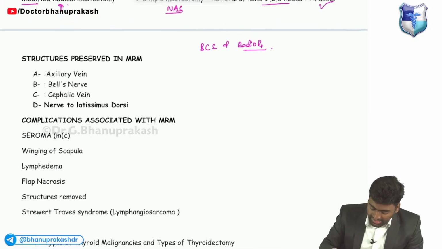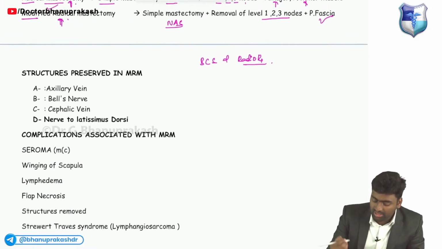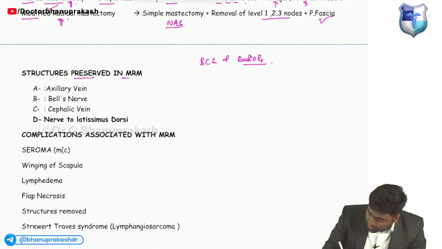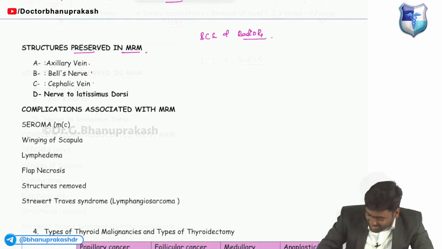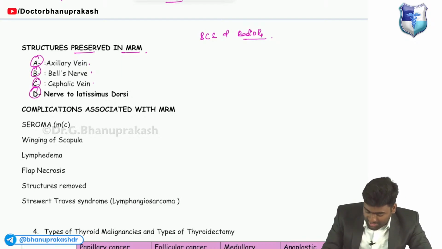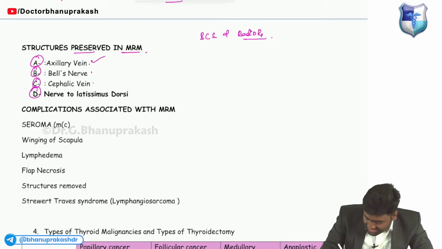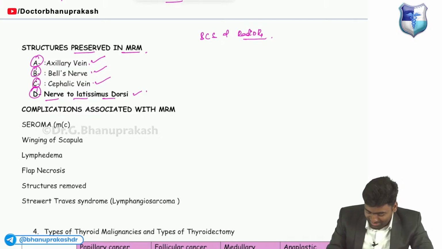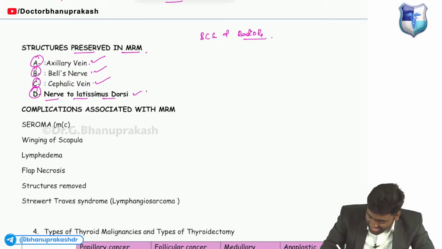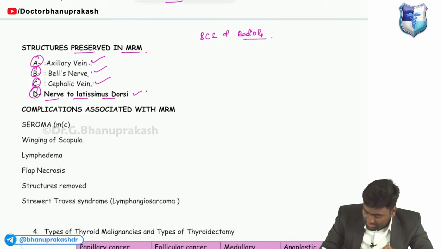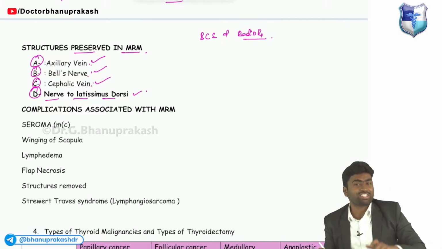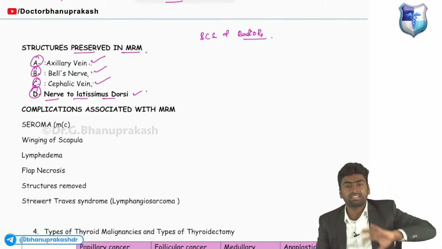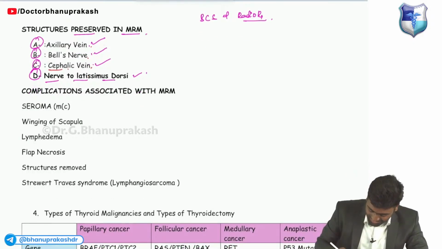Fine. Next, as we told, in the case of modified radical mastectomy, we need to preserve a few structures. That's why we are doing this MRM. So if you see, these are A, B, C, D. These structures will be preserved in the case of MRM. These include the axillary vein, Bell's nerve, cephalic vein and nerve to latissimus dorsi. So all of these structures will be spared or preserved in a case of modified radical mastectomy.